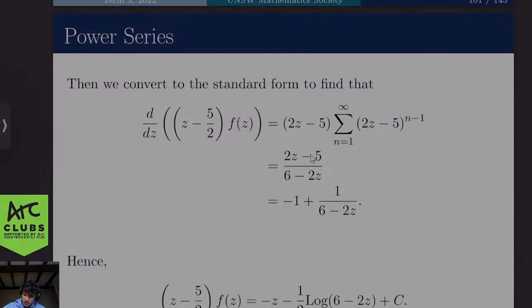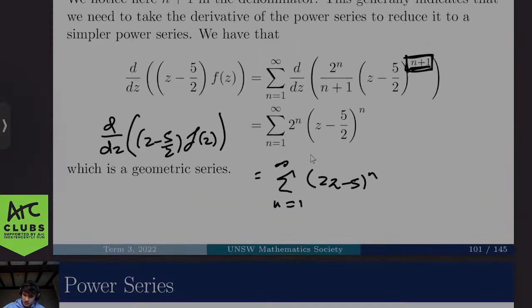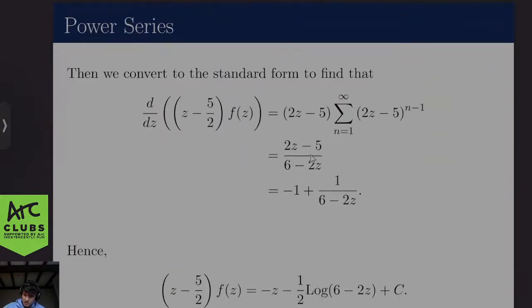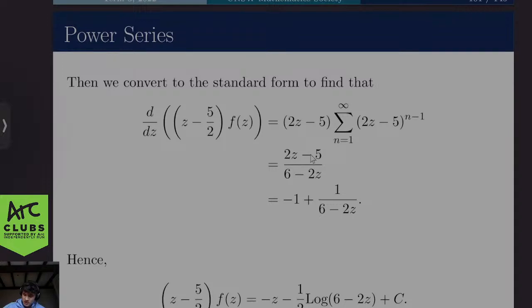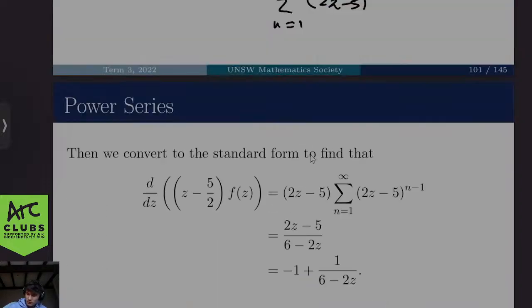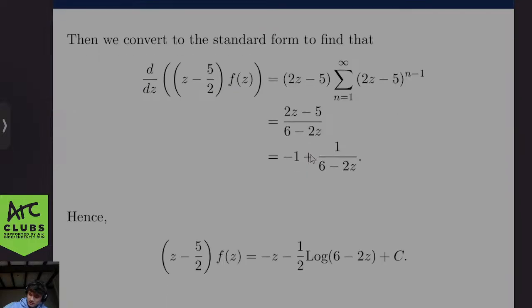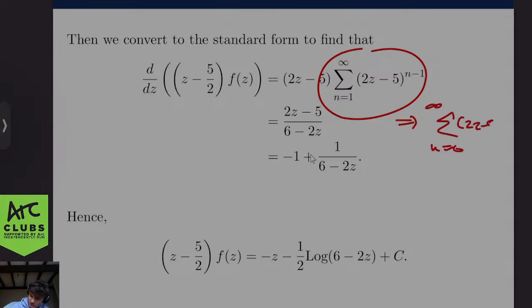So we're going to convert to standard form. What I mean by convert to standard form is we want to start it from n equals 0, right? So notice that this thing here is the same thing as the sum from n equals 0 to infinity of (z minus 5) to the n. Okay, so we've got to get used to that, swapping the indices.